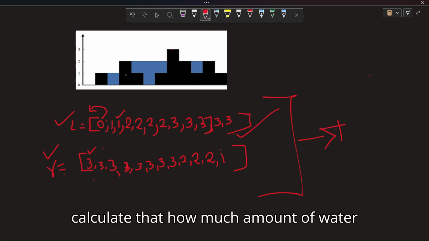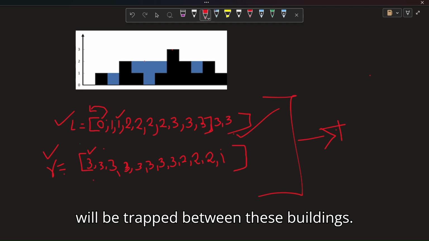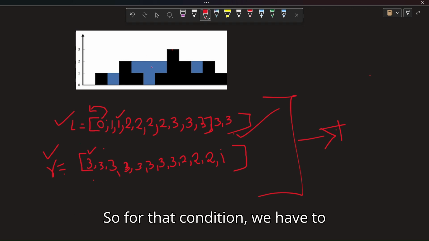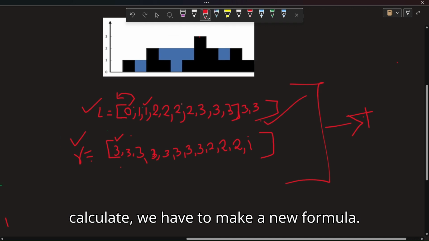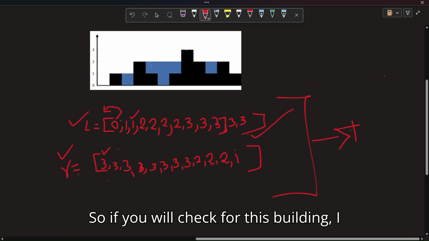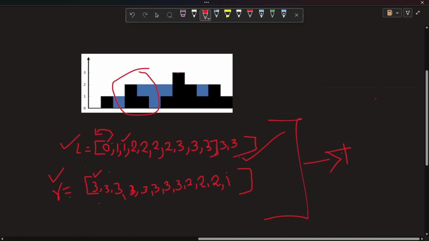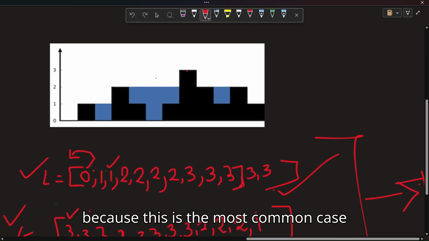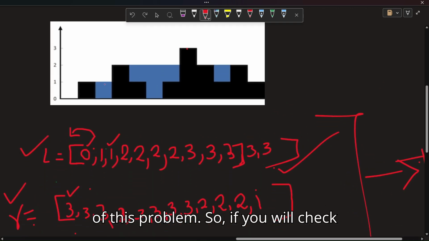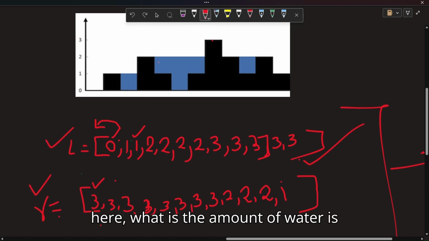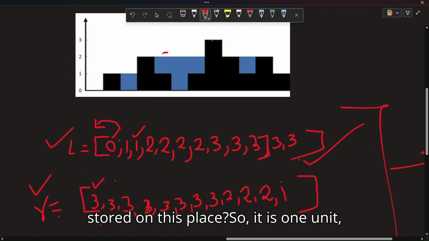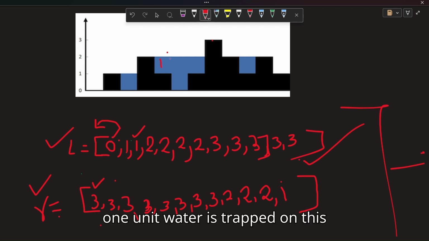Now we have to calculate how much water will be trapped between these buildings. For that, we have to make a new formula. If you check for this building, I am giving the example of this building because this is the most common case of this problem. So if you check here, what is the amount of water stored on this place? It is 1 unit. 1 unit of water is trapped on this building.